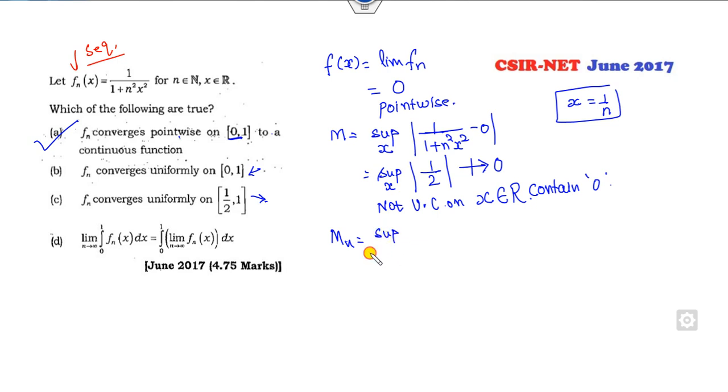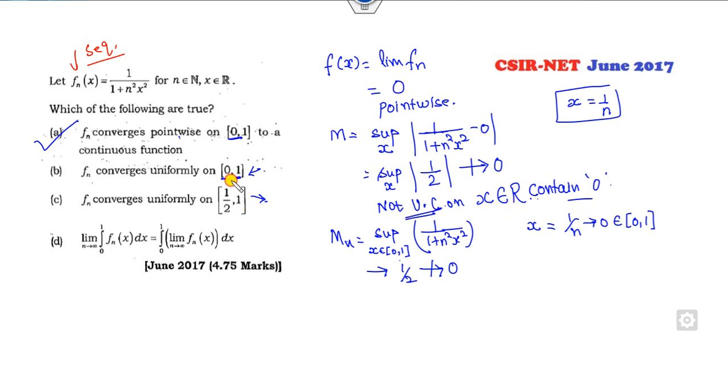Okay, I can think about it here. Supremum, firstly, over x belongs to [0, 1] of x over 1 plus n square x. Fine. Now if I take the denominator as 0, x is 1 by n, which goes to 0 and belongs to the interval [0, 1]. So this value goes to half, not to 0. It means it is not uniformly convergent on the interval which contains 0.